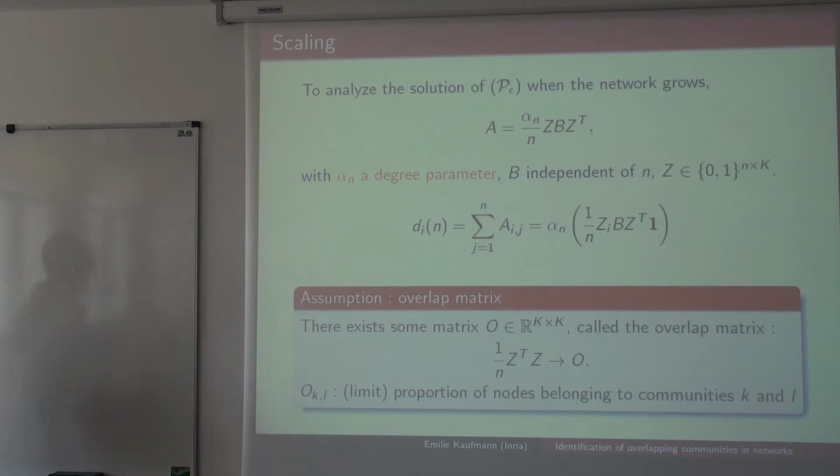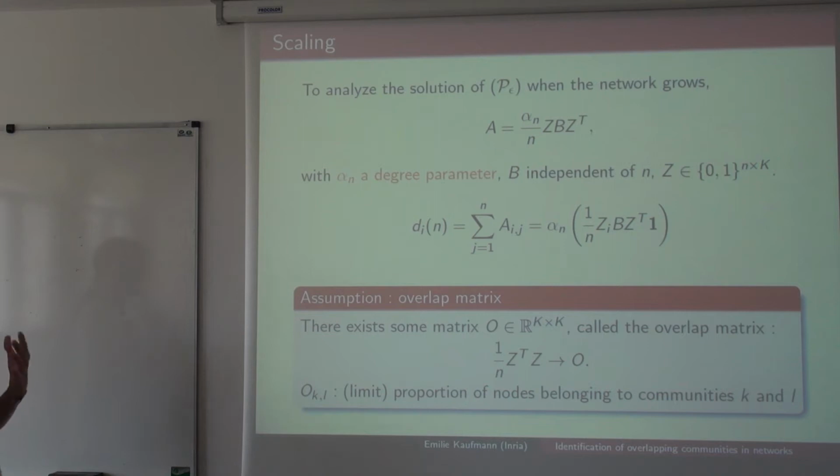So why is it called a degree parameter? Because if you look at the degree of node i, which is the average number of neighbors of this node, so this is the expected degree, you can see that it is written in the following way. It is proportional to the parameter alpha n, and it is multiplied by this quantity. And actually, the assumption we make on Z is that when n goes to infinity, this quantity also tends to some constant. So when n grows large, the degree is really governed by the parameter alpha n.